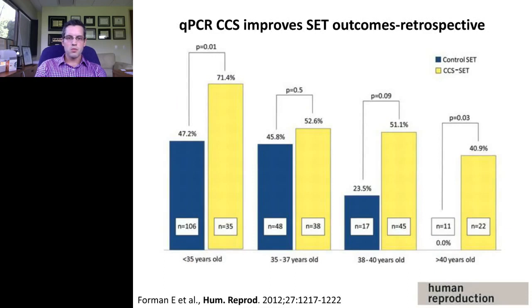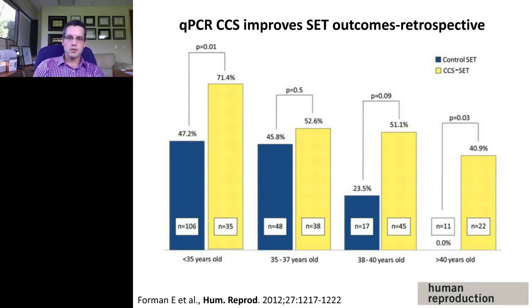And I mentioned that one of the main complications with IVF is multiple gestation. We started hypothesizing, and other people have suggested, that better selection of embryos would actually improve the success of single embryo transfer, which we know would significantly reduce the level of multiple gestation after IVF.